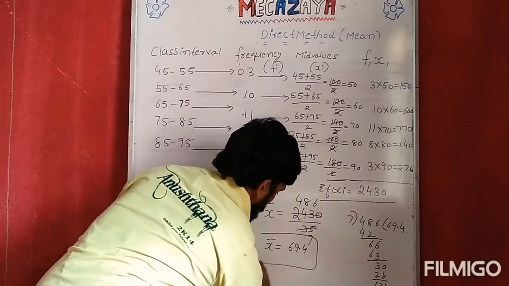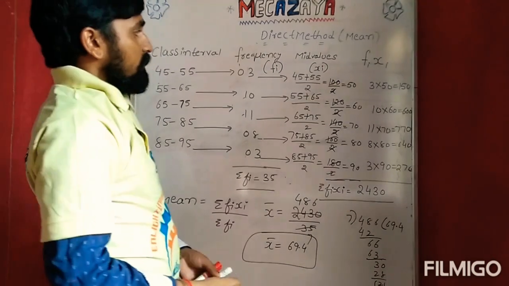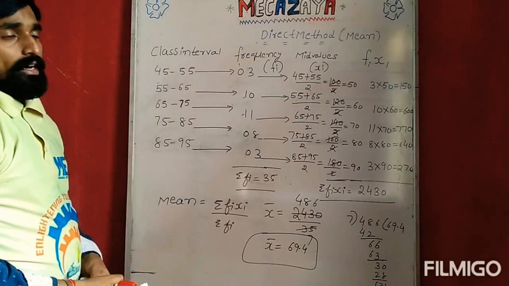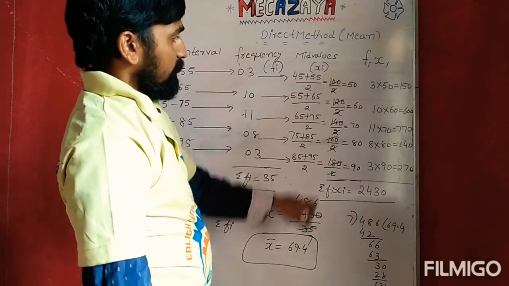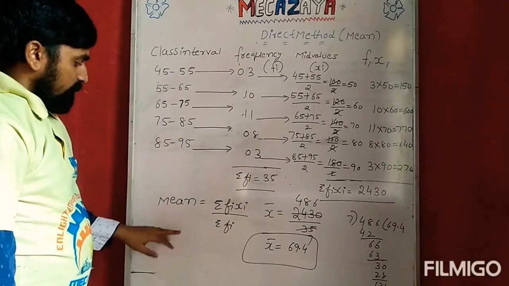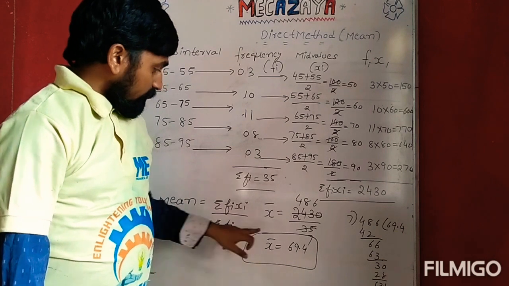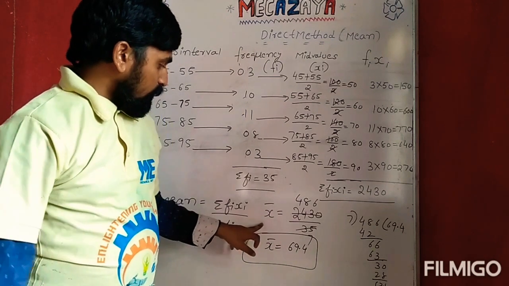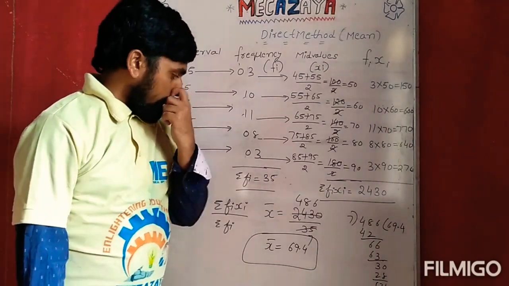69.4. This is the mean. What we got is 69.4 is the mean for the direct method. First write the class intervals, next frequency, next mid values, next sigma fi xi. So for that method, mean is equal to sigma fi xi by sigma fi. X bar equals 2430 divided by 35.